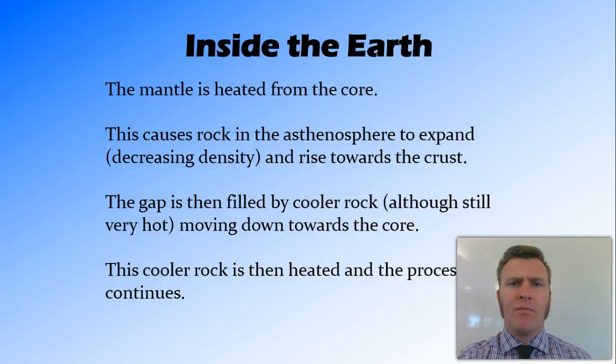Inside the Earth, we get these convection currents as well. The mantle is heated from the core. This causes the rock in the asthenosphere, that plastic area that behaves a little bit like a liquid, to expand, therefore decrease in density, and rise up towards the crust. Then that gap is filled by cooler rock. And when we say cooler, we're still talking very, very hot rock for it to behave like a liquid, obviously. Then that rock moves down towards the core to take its place, and this process continues over and over again.